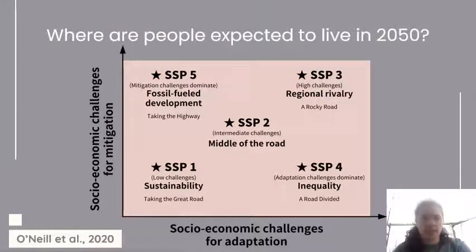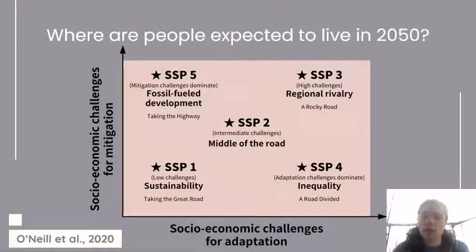The x-axis in this figure qualitatively describes how hard it is to overcome adaptation challenges, while the y-axis describes how hard it is to overcome mitigation challenges. SSP1, for instance, is the most optimistic outcome possible, which represents a scenario with a steady, gradual change towards a more sustainable future. A world that values inclusivity of all people while respecting its environmental thresholds. Thus, it represents a low challenge towards both adaptive and mitigative measurements.